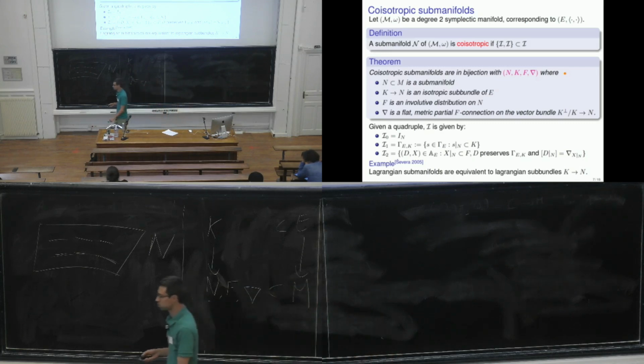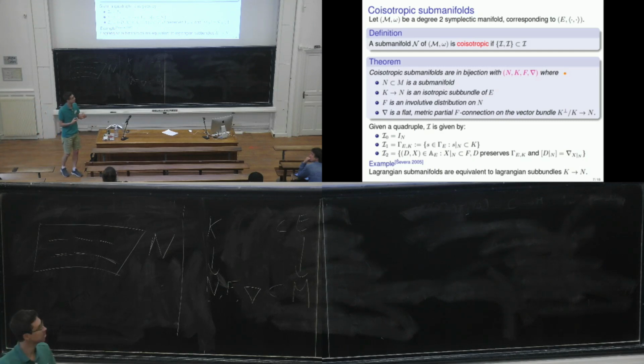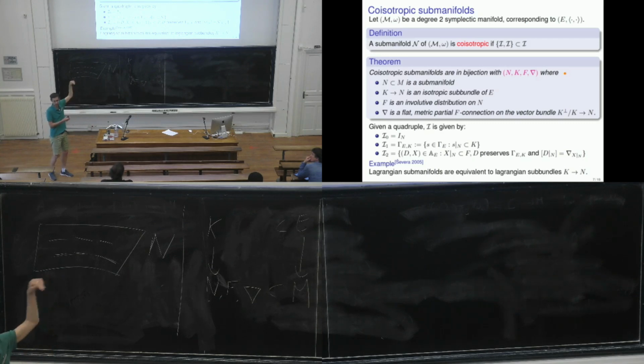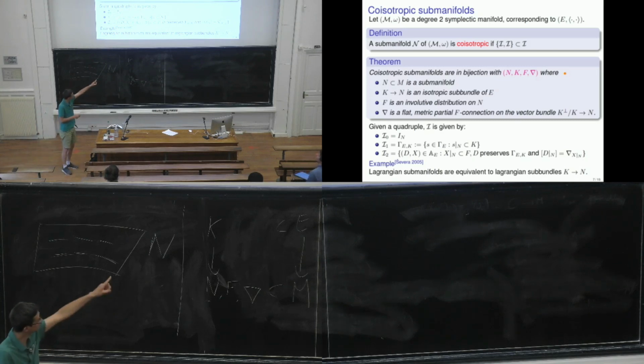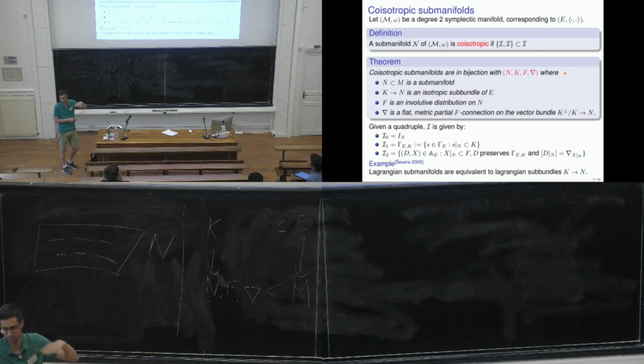So a special case of this was known much earlier, for example by Pavol Ševera, namely the case where the coisotropic submanifold is actually Lagrangian. One way to say Lagrangian is coisotropic with half of the total dimension of the symplectic graded manifold. So if you specialize this quadruple to Lagrangian submanifolds, all you're left with is a Lagrangian subbundle. Then the connection disappears, because K perp divided by K has rank 0. So some data disappear.